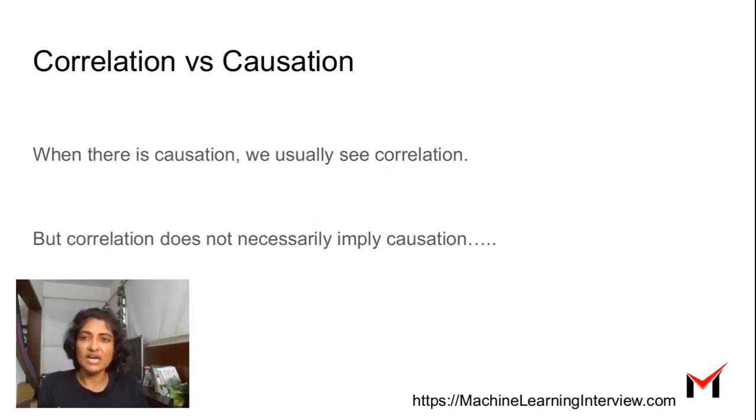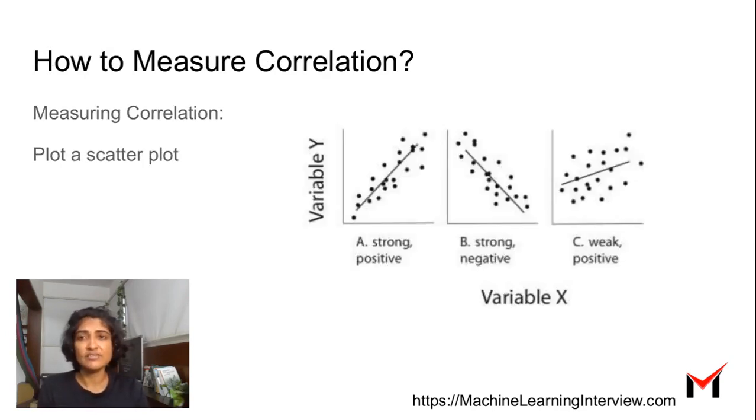Now let's see, how do we figure out whether something is correlation or causation, right? That's the more interesting question. So how do you first see if there is correlation? That's the first step, because even if you have causation, usually you'll have correlation. If there is no correlation, probably there is less likelihood of causation as well, right? So how do you measure correlation?